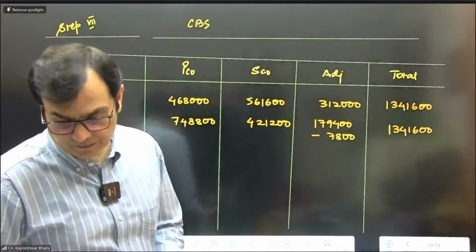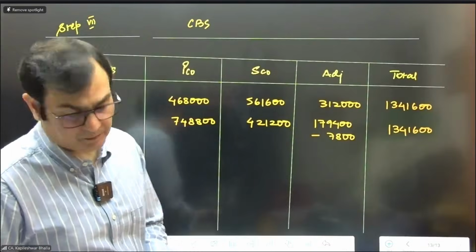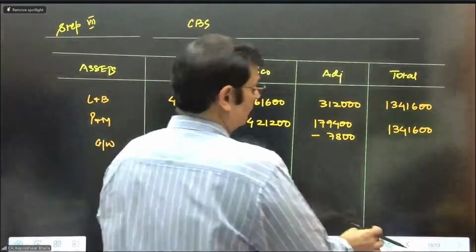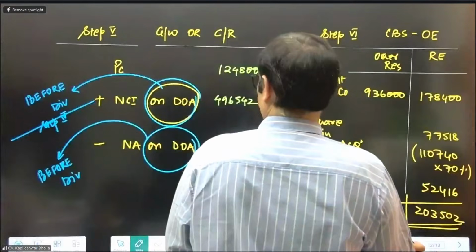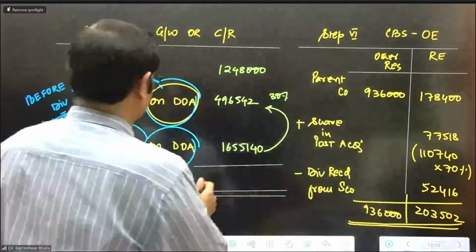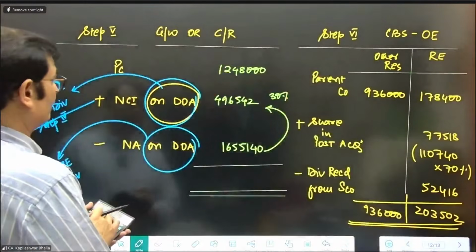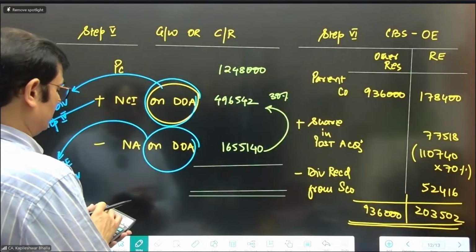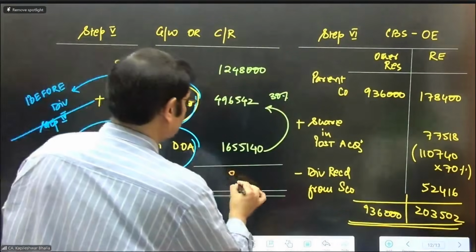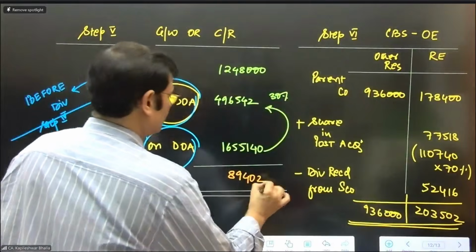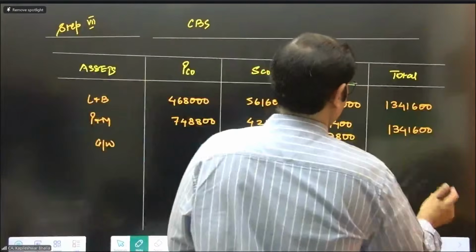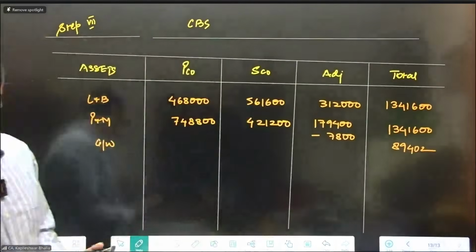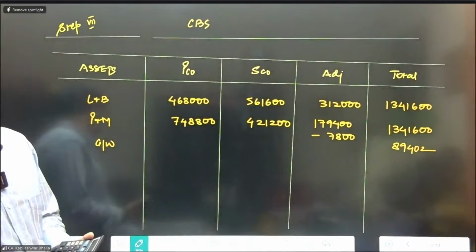Then next we are given investments that would not appear in the balance sheet. Let's take the goodwill. Goodwill we have computed already. Okay, I was yet to get the goodwill. So this is 1248, 496, 542, 16,55140. This is 89,402. That is the goodwill computed.